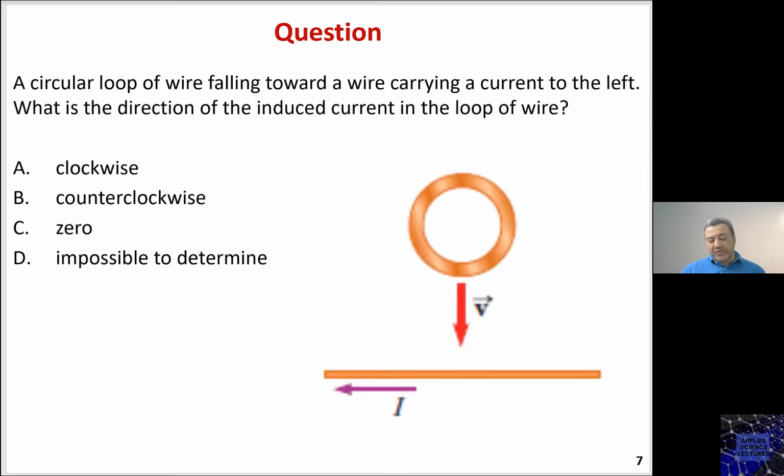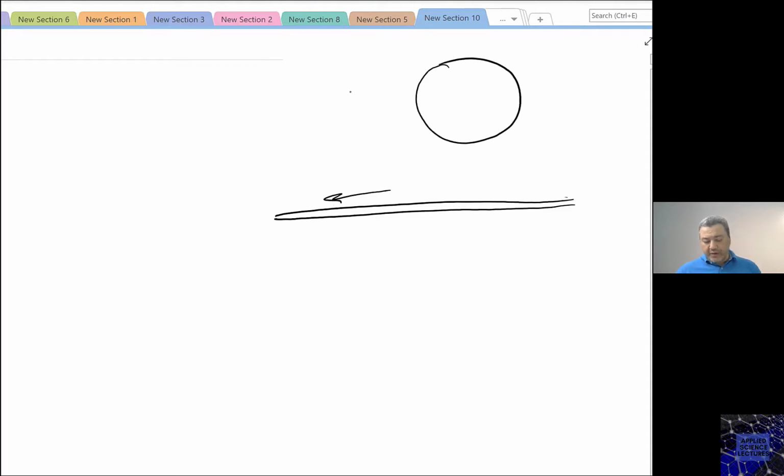Now let's look at this question. We have a circular loop of wire falling toward a wire carrying a current going to the left. What is the direction of the induced current in the loop of this wire? So here we have a current in this wire going this way, and we have this loop, and this loop is falling in this direction.